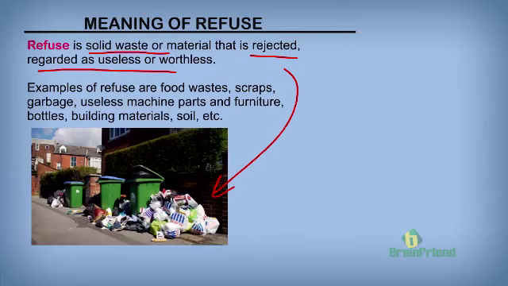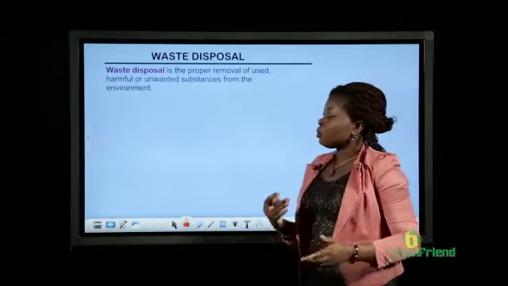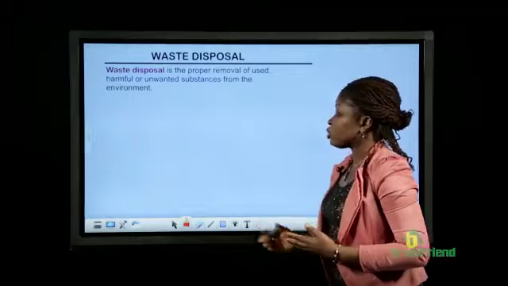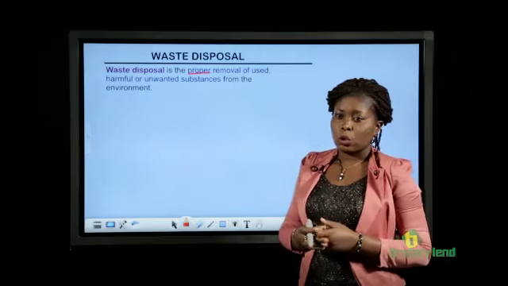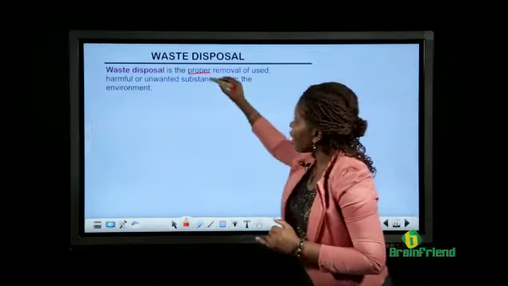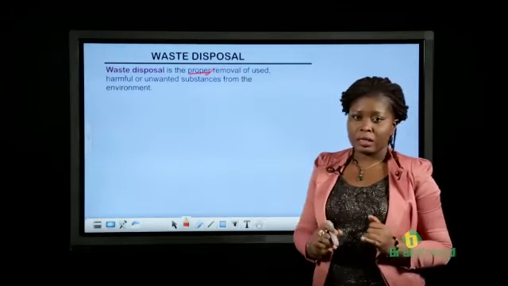Examples of refuse are food waste, scraps, garbage, useless machine parts, furniture, bottles, building materials, soil, etc. Now, we're looking at different ways that we can dispose of sewage and refuse. Waste disposal is the proper removal of used, harmful, or unwanted substances from the environment. So, waste disposal has to do with the proper disposal of waste.